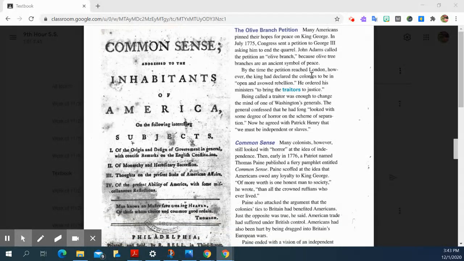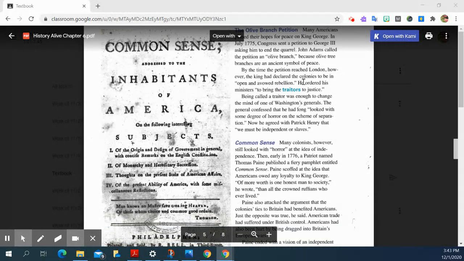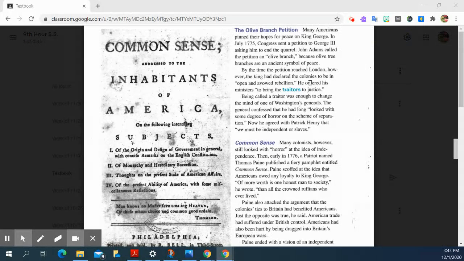By the time the petition reached London, however, the king had declared the colonies to be in open and avowed rebellion. So he said, before that petition could get over there and they could negotiate, oh, they're traitors and they're not doing what the government wants them to do. So he orders his ministers to bring the traitors to justice. I wonder what that means. That could be shooting them.